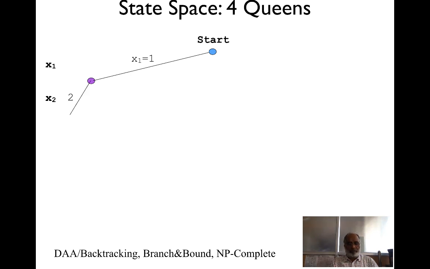Once the second queen takes row 2, my row 1 is occupied and row 2 is occupied. So I look at the third column, which corresponds to tuple x3, and what values can it take? It can take either value 3 or 4. So let's assign value 3. We build an edge and reach the next node. Since the first row, second row and third row have been taken, for the fourth queen the only possibility is row 4. So we assign this value.